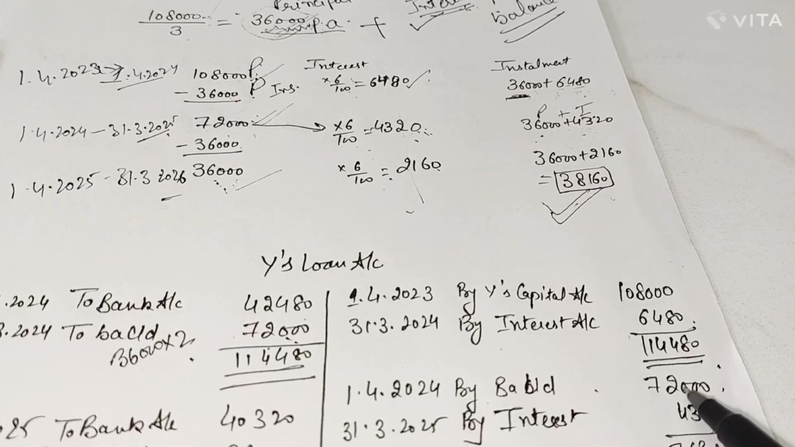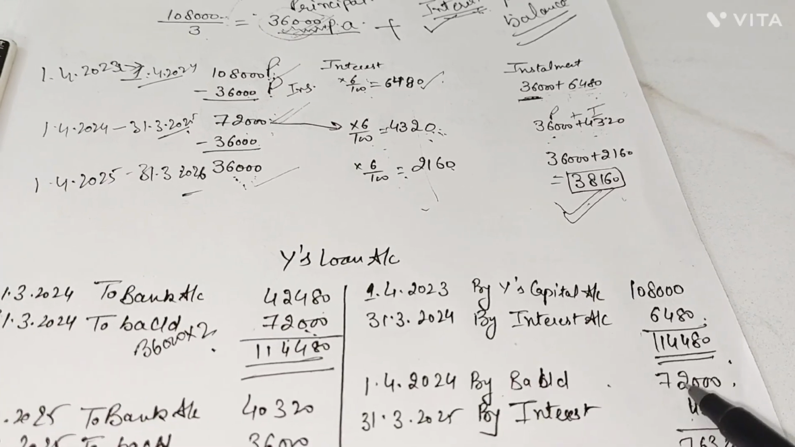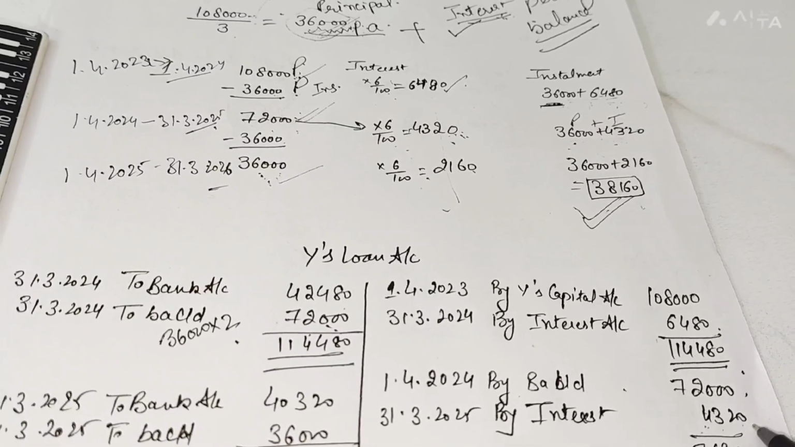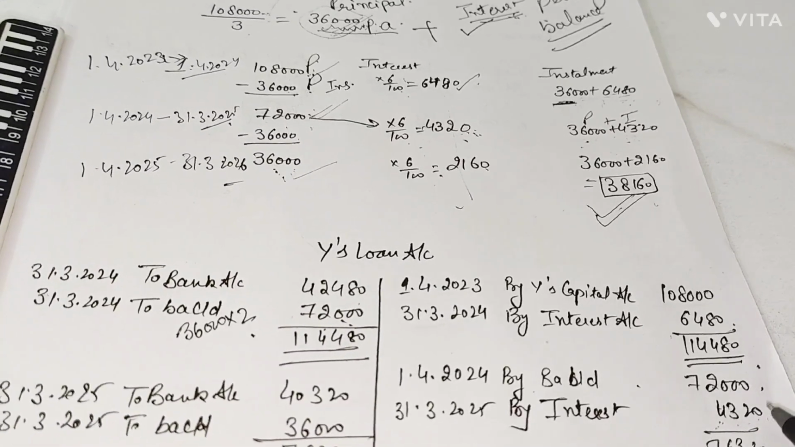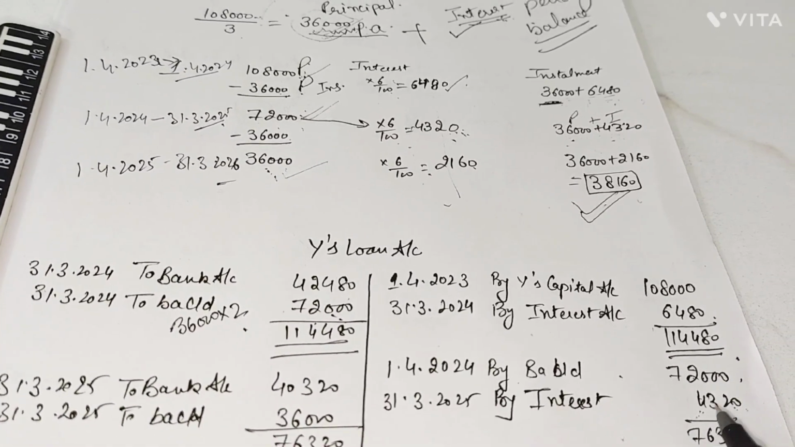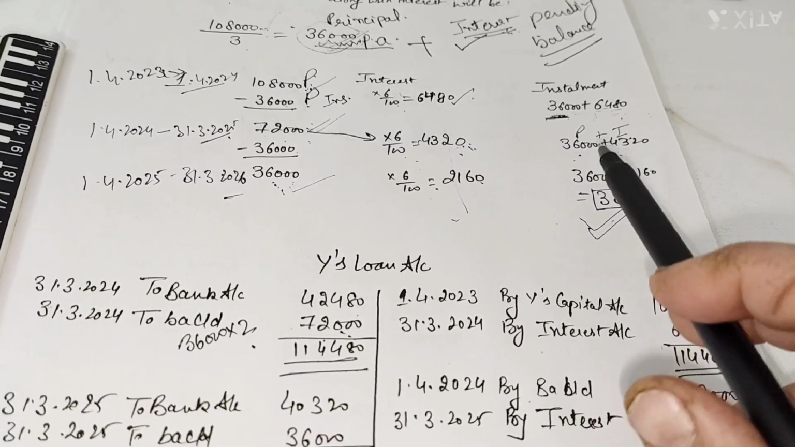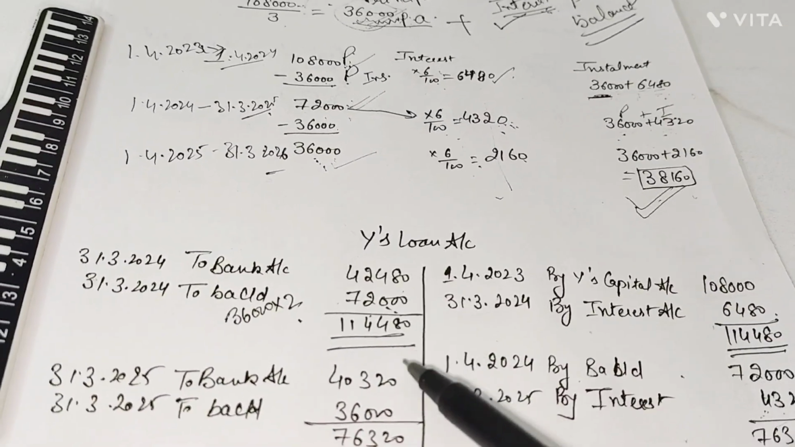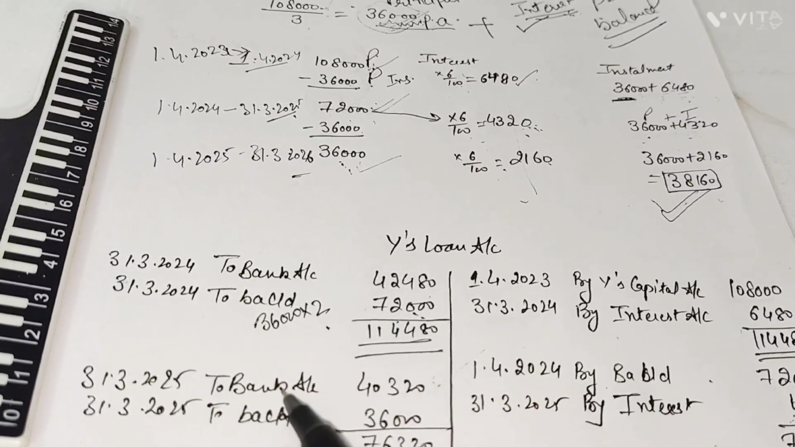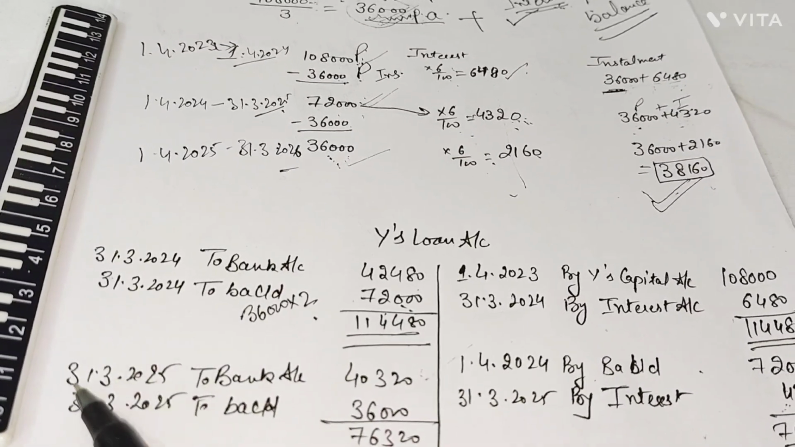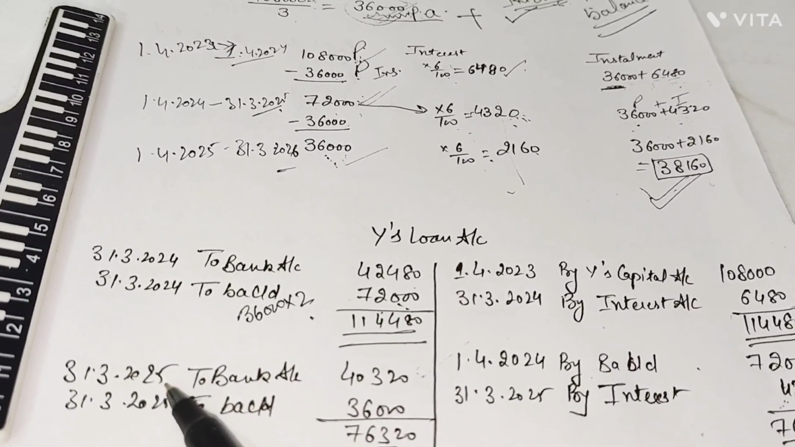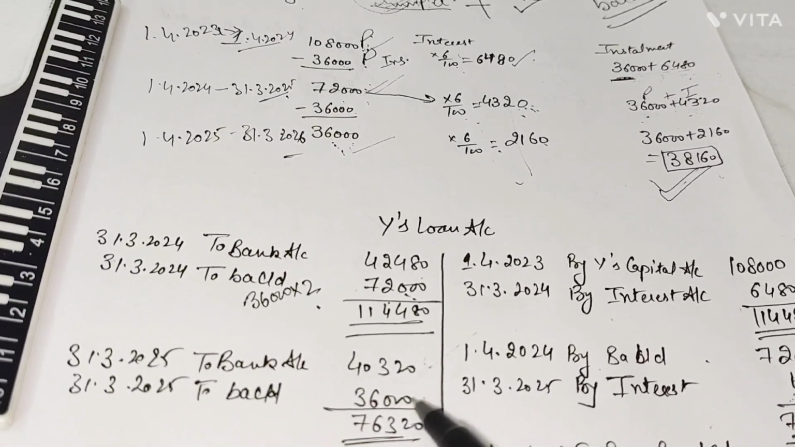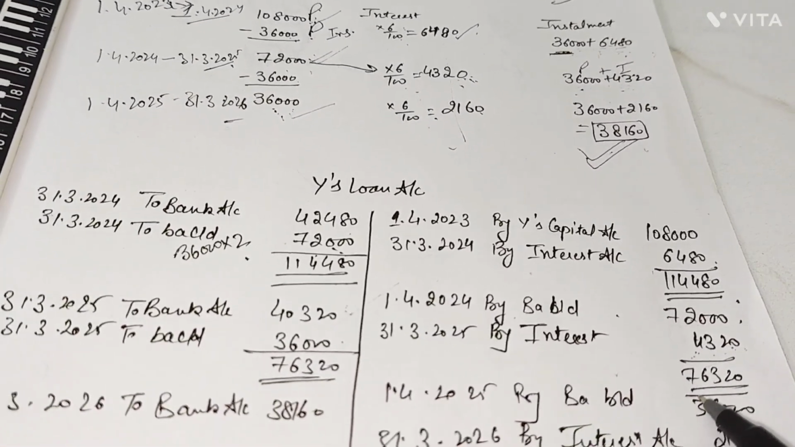Now interest is calculated at this value, 72,000, 6% is 4,320. So what would be the installment here? 36,000 plus 4,320, which we calculated in the table also. So that value is placed here to bank account at the year ending 31st March 2025. So what is the balance carried down now? 36,000, the last installment. Last installment we brought down here.